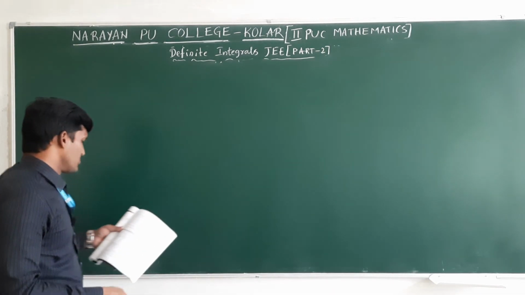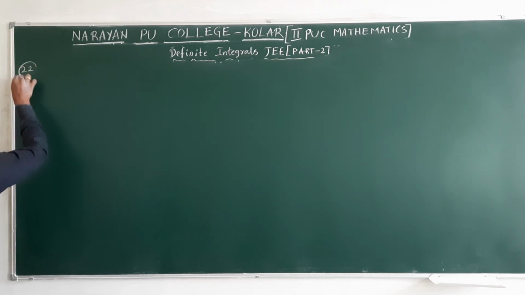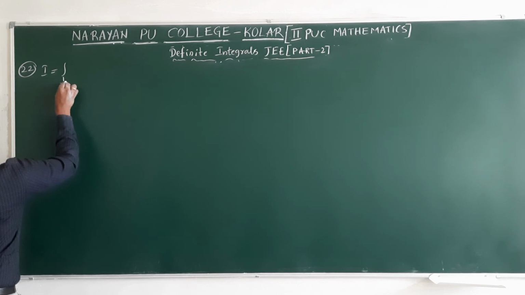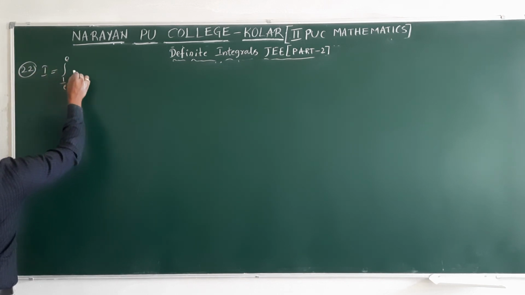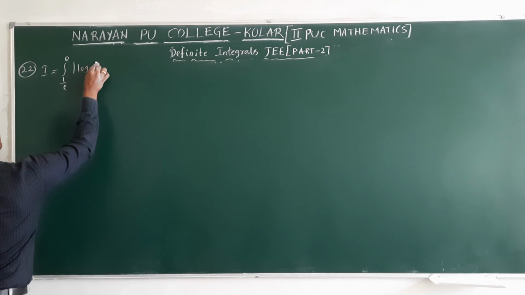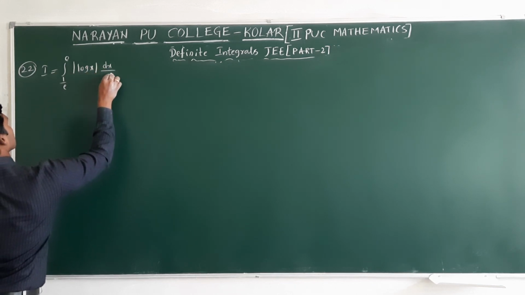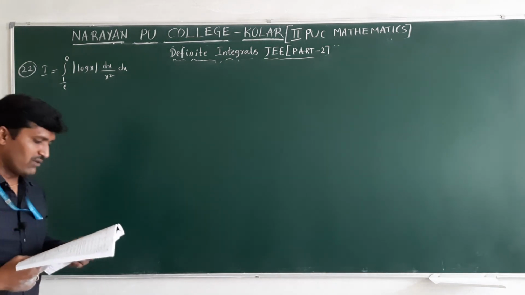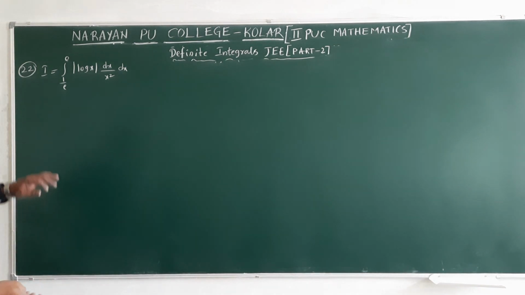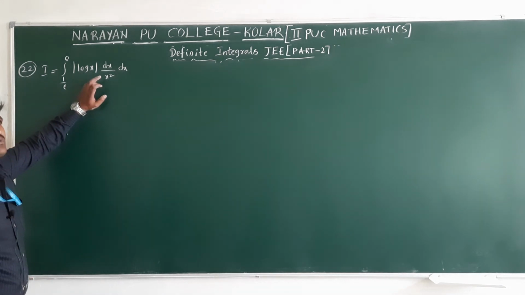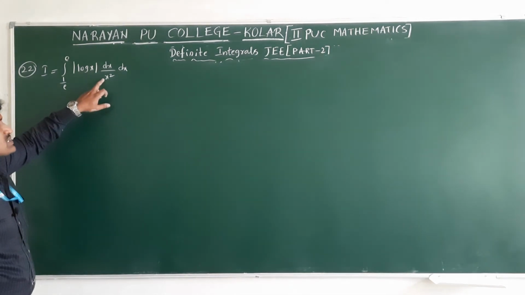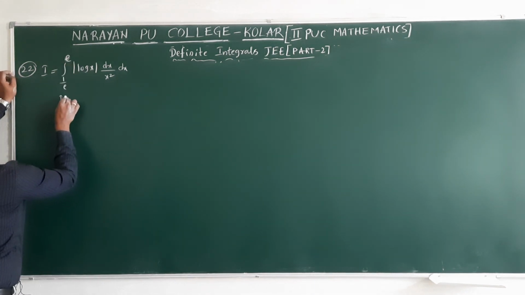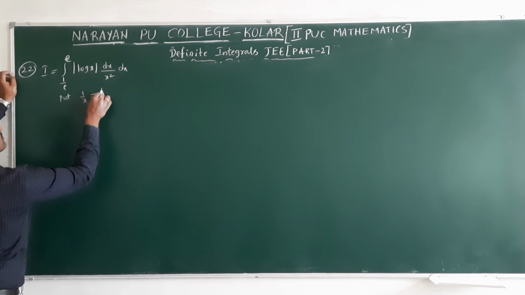Next, question number 22. I equals the integral from 1 by e to e of mod of log x into dx by x square. Where the I value we need to find out. In this question, what is the derivative of 1 by x? Minus 1 by x square, but 1 by x square is present here. That's why to do this, we need to consider 1 by x as t.